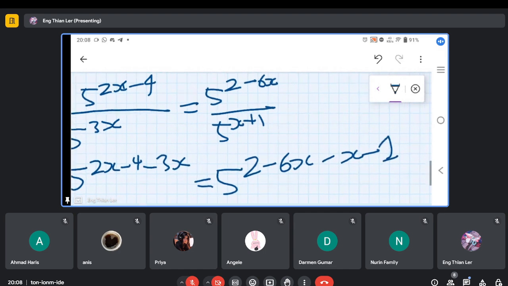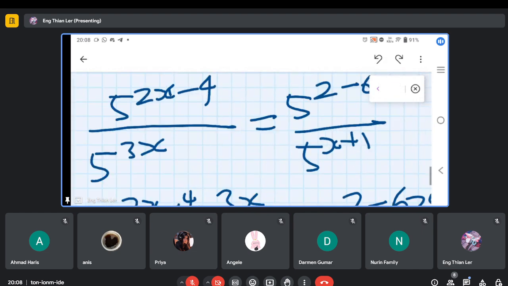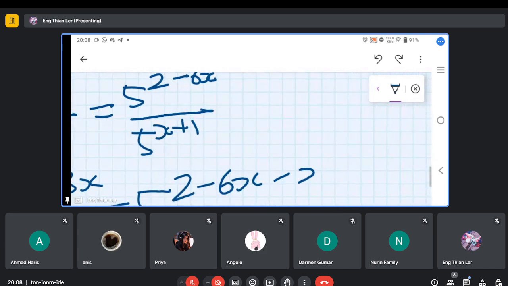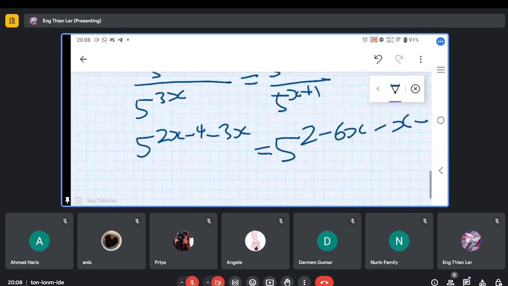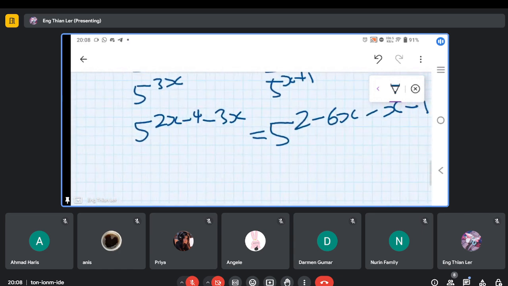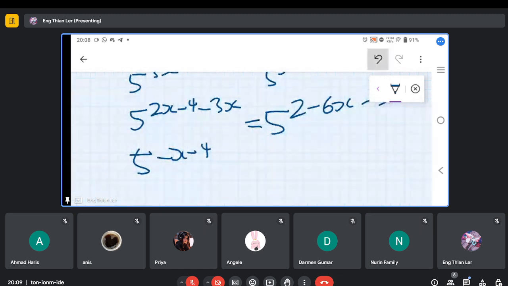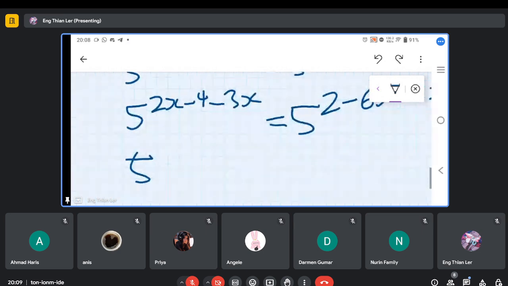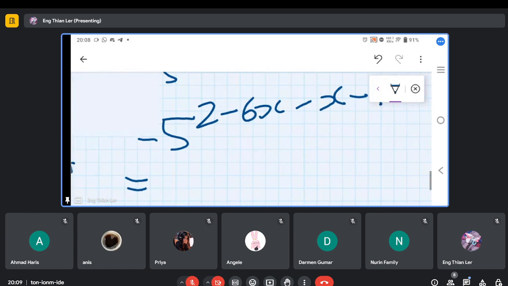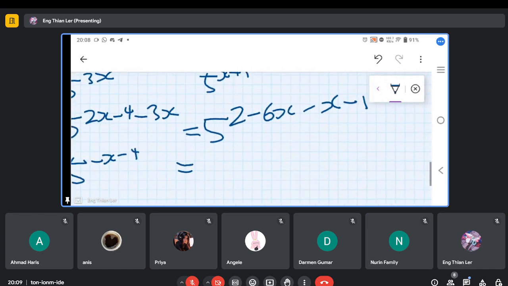This is minus x. Negative x plus negative x is negative 1. Negative 1 times 1 is negative 1. So that's how you got x minus 1. And then this becomes 5 to the power of negative x minus 4. Negative x minus 4. And the right side will be negative 7x: 5 to the power of 1 minus 7x.